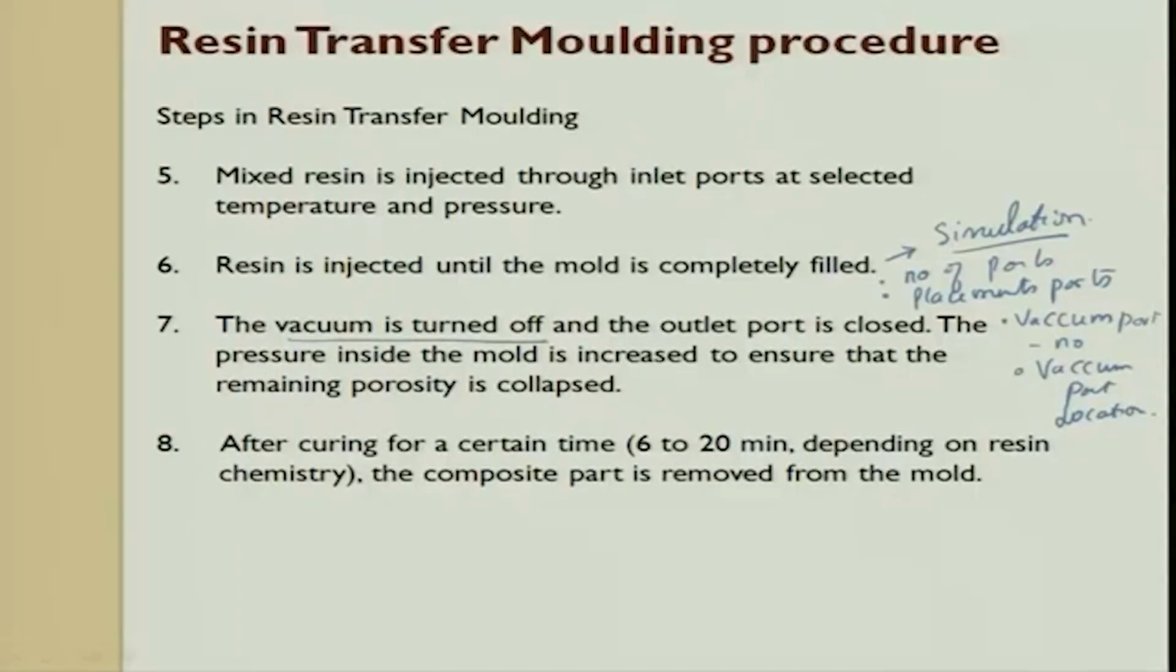So, the vacuum is turned off and the outlet port is closed. Then the pressure inside the mold is increased, and the remaining porosities are collapsed. The curing time can be from 6 to 20 minutes depending upon the resin chemistry. If it is a large product, it can go to hours also. So, injection time will be less, but curing will happen slowly, and as I told earlier, composites do not cure 100% in the given shot.